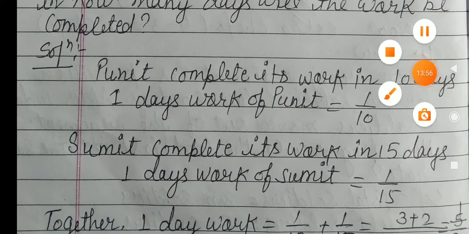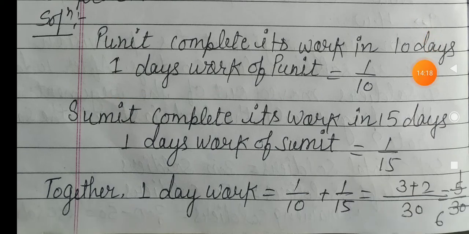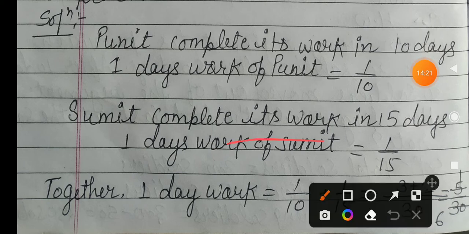So how to find the one day work of Punit? You have to put the days under one, so it is converted into one day work. Punit completes that work in 10 days, so his one day work is 1 upon 10. Now you have to calculate Sumit's work. Sumit completes his work in 15 days, so his one day work is 1 upon 15, because he takes 15 days, so in one day he will complete the 1 upon 15 part of that work.